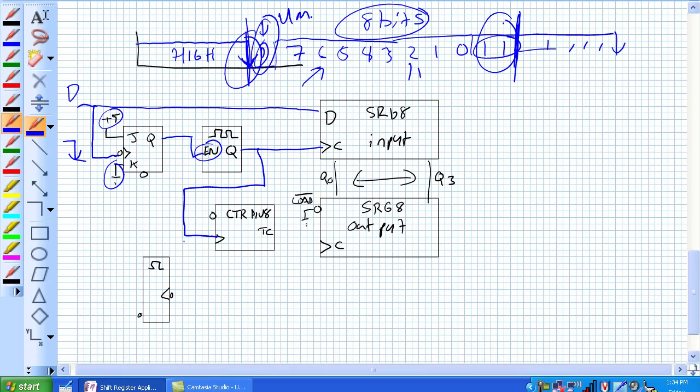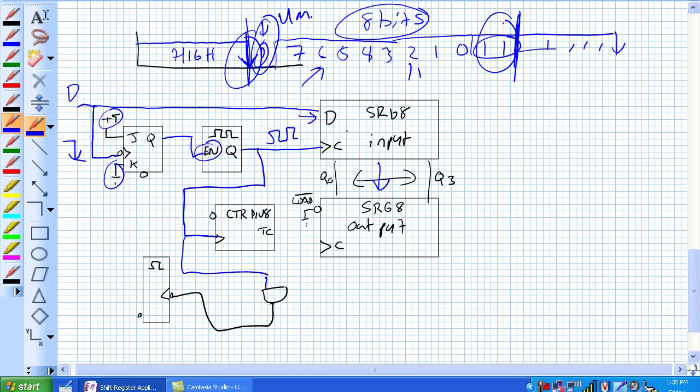And finally, we have to have some means of clearing this eventually. And we'll get to how you do that with this AND gate right here and this one shot right here. Okay, so now clock is enabled. It starts clocking along. And again, this is a serial in, parallel out shift register.